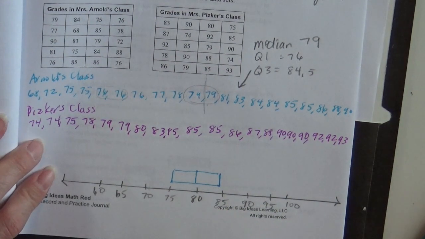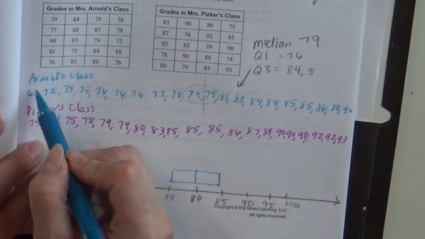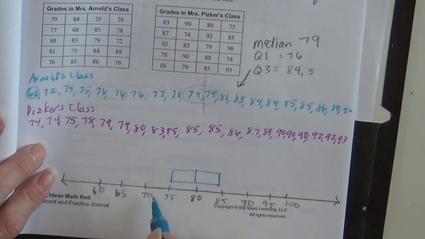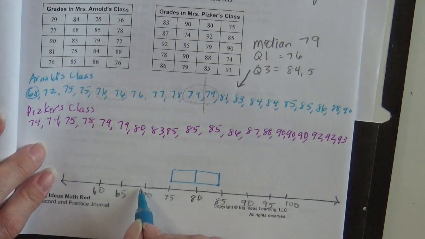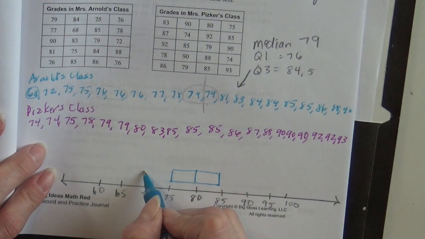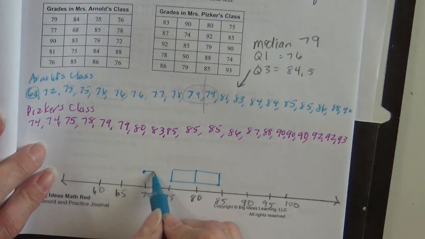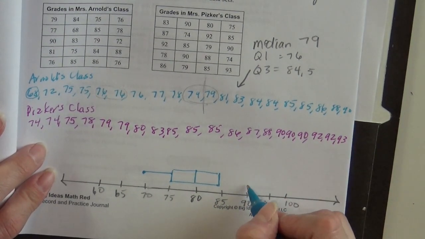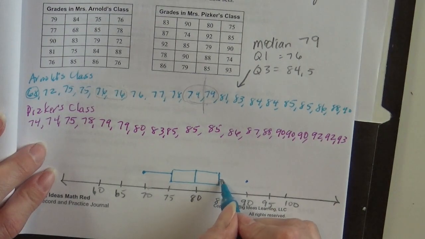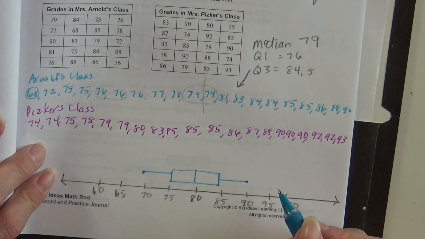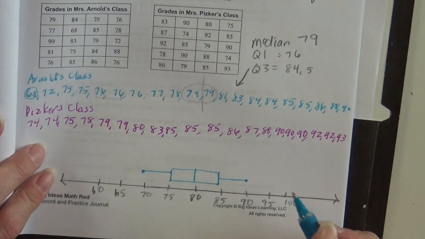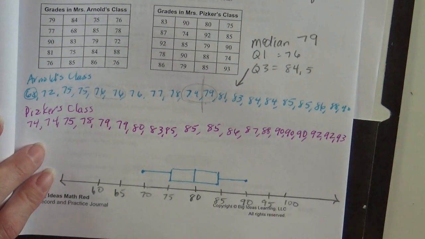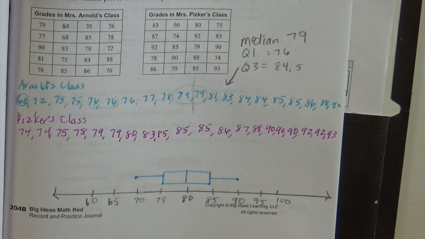And the lowest value of 68, I plot that as a dot. And I draw a whisker. And my largest value, 90, I locate that one, put a dot, and draw a whisker. Okay, so that was Arnold's class in blue. Now we'll do the same for Pisger's class.